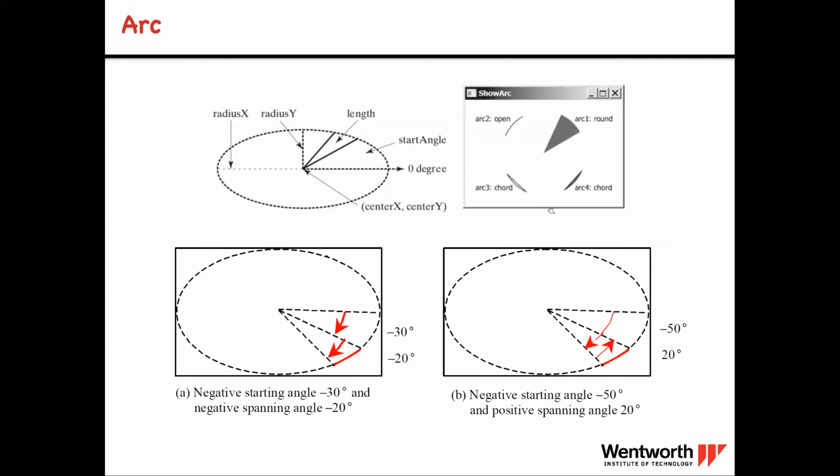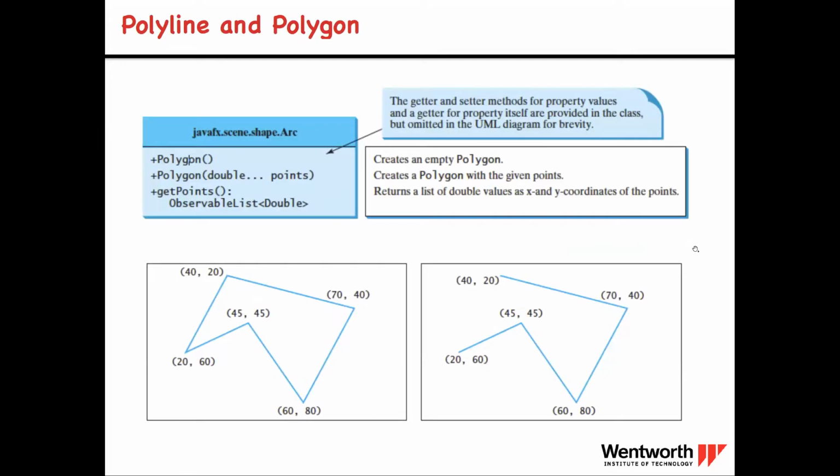So here are a few examples that show what these various things mean, like the length, the start angle, the end angle, the center, and where 0 degrees is considered to start. You can use negative or positive values for the angles. And then a little example here shows a few things related to whether the arc is open, whether it's a chord, and whether it's filled in or not.